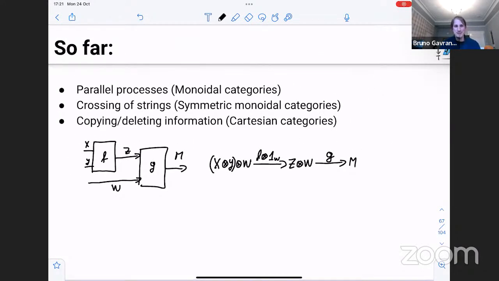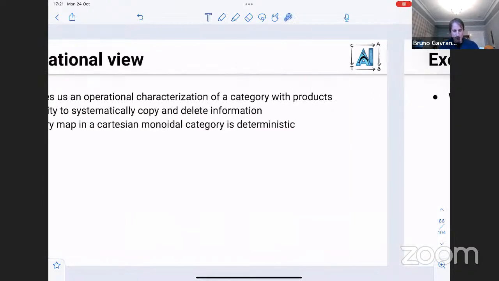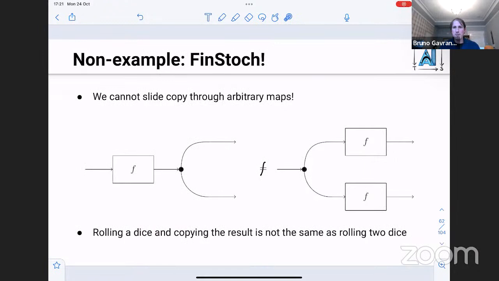For instance, is it a Cartesian category? One of the things to check, let's say you have a category which is monoidal, and you're wondering whether it's Cartesian, whether it's given by the product structure. One thing you could check is you take a morphism and you check whether this equation holds. You check whether copying the output of a morphism is the same as copying the input and then applying the morphism twice.